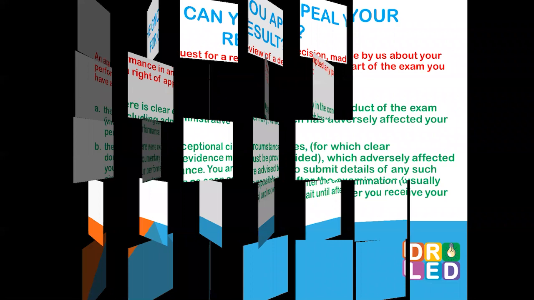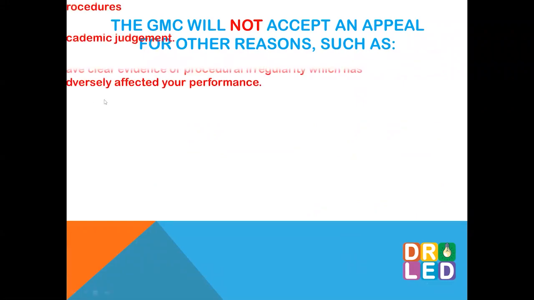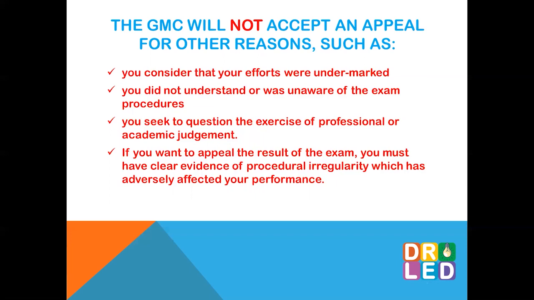So, the GMC will not accept any appeal for other reasons, such as you consider that your efforts were undermarked, for example, or you didn't understand or were unaware of the exam procedures, or you seek to question the exercise of professional or academic judgment. If you want to appeal the result of the exam, you must have clear evidence of a procedural irregularity which has adversely affected your performance. So those are the things to keep in your mind. The GMC will not accept an appeal for such reasons.